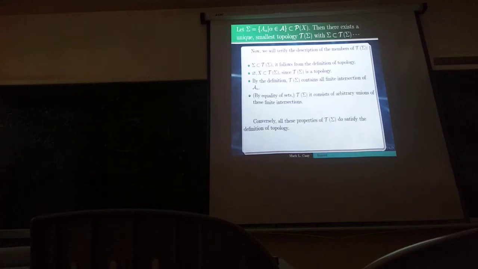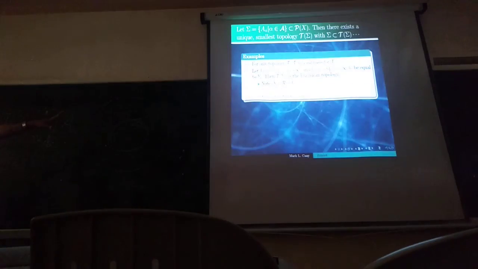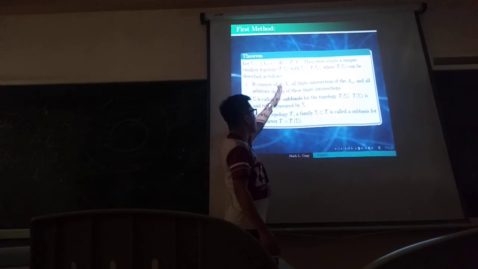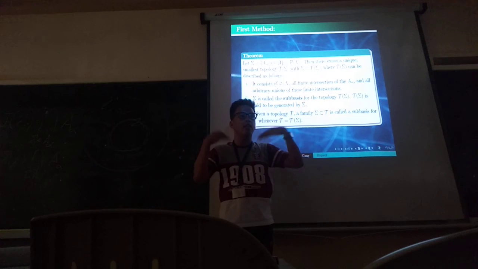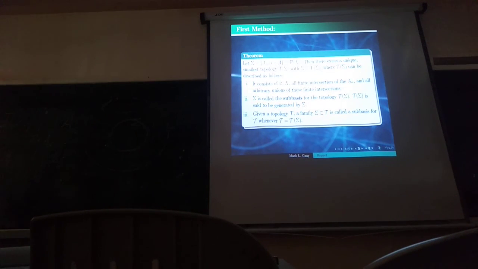And conversely, of course, all these properties do satisfy the definition of topology. Going back to the presentation, the definition of topology: it contains the empty set, it contains X, and it contains the finite intersections, as well as the union. The union is just the complement of the intersection. So that's why the converse also holds.